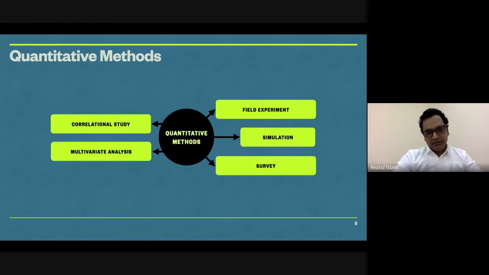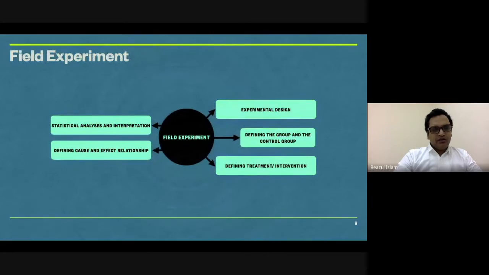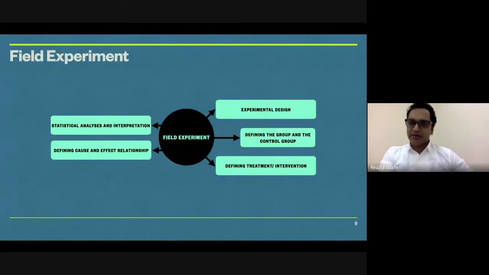So in quantitative method, there are 5 approaches. Those are very popular: field experiment, simulation, survey, multivariate analysis, and correlational study. So field experiment, it is actually experimental research.